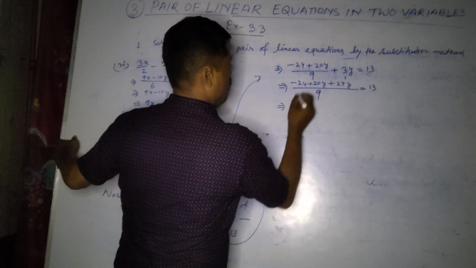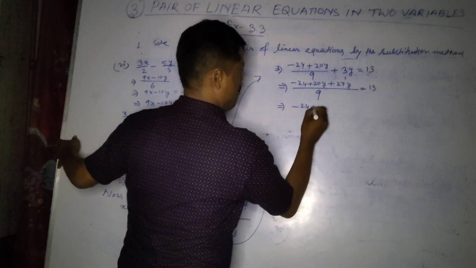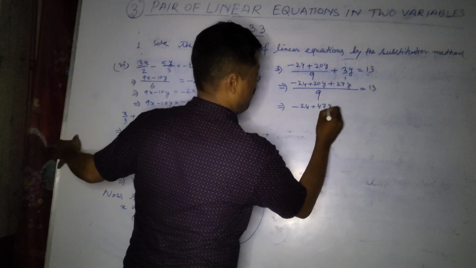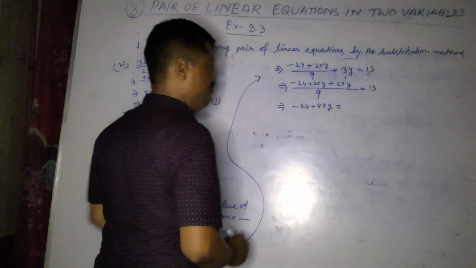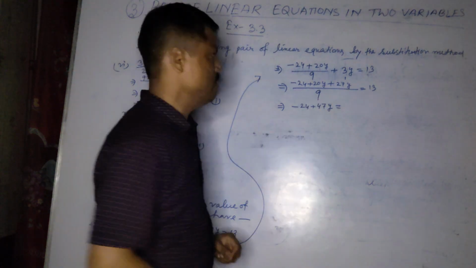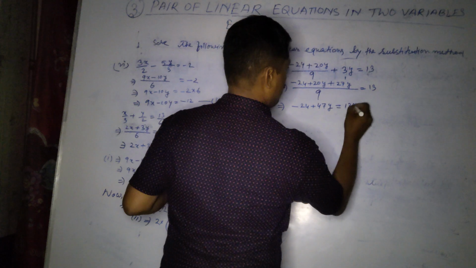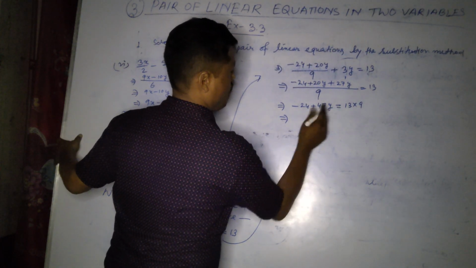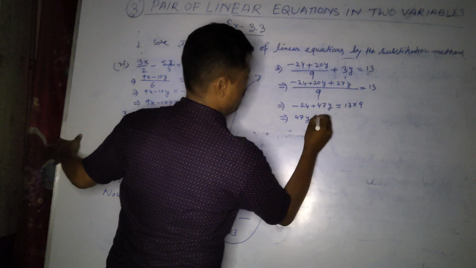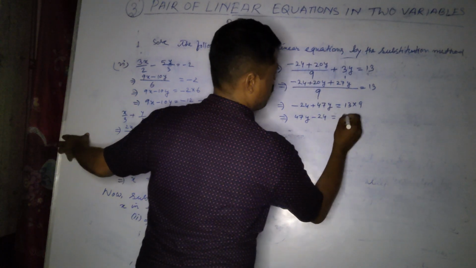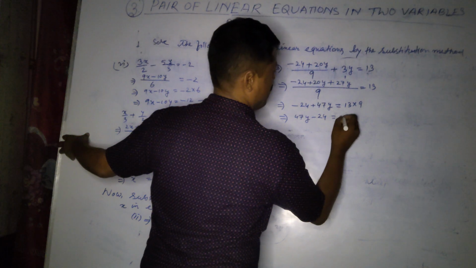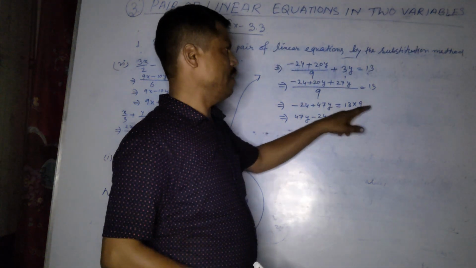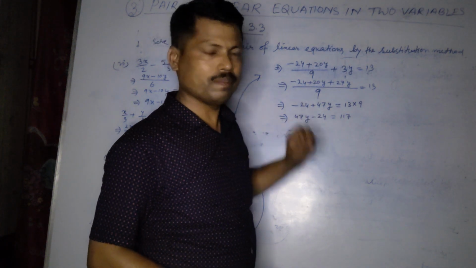Now minus 24 plus 20y plus 27y, that is 47y, and 9 is divided on the left hand side, so it will be multiplied on the right hand side. So 13 into 9, here we get 47y minus 24 is equal to 117. Yes, 13 into 9: 9 3s are 27, 2 in hand, 9 1s are 9, and 2 more, that is 11.